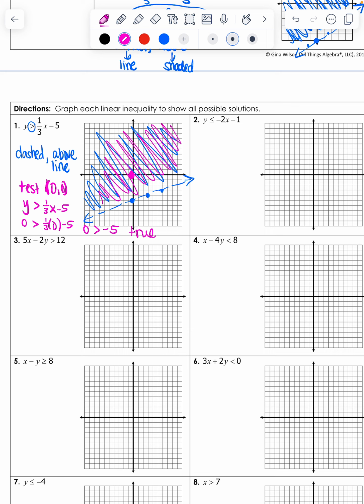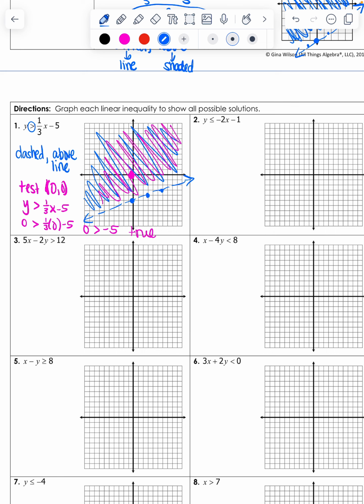Now, do we have to do that every single time? No, but that is helpful. So that is how we graph linear inequalities. So really, you already have the skills to do this. It's just now applying this new thing of either solid or dotted lines, and is the shaded region above or below, which represents where all of the solutions are.